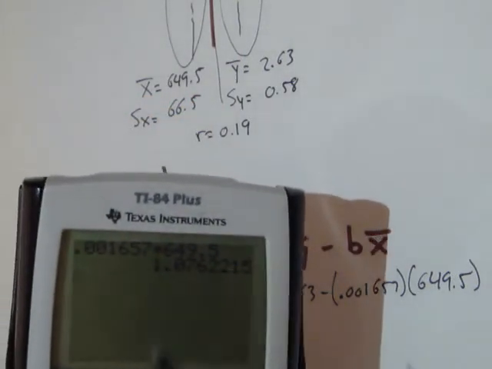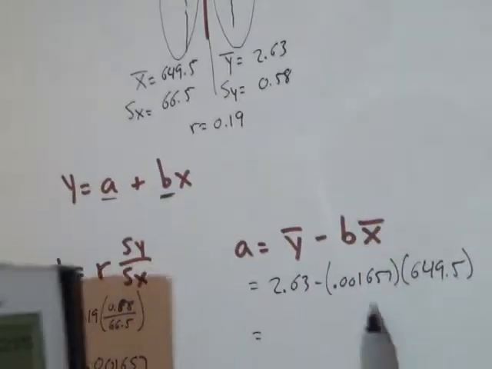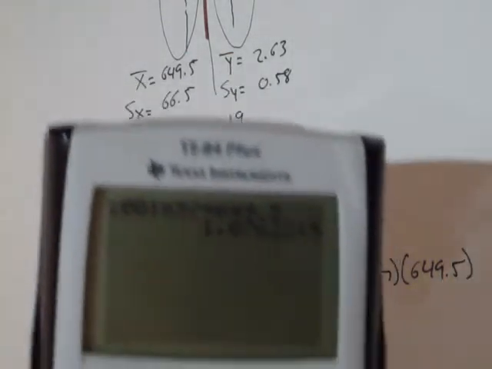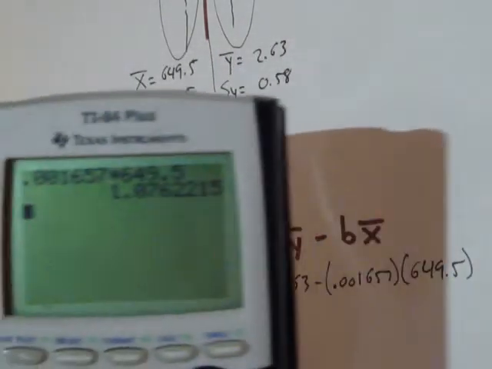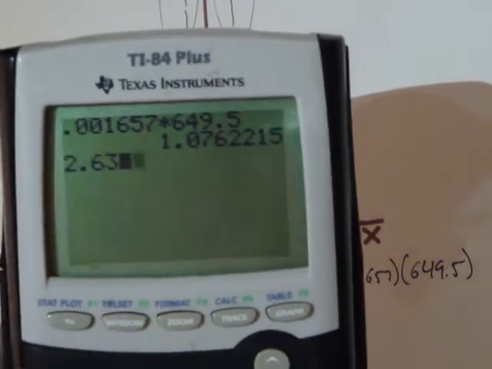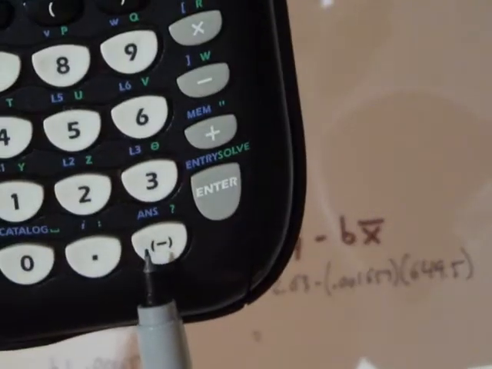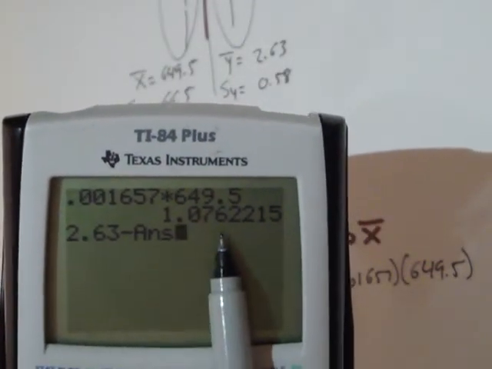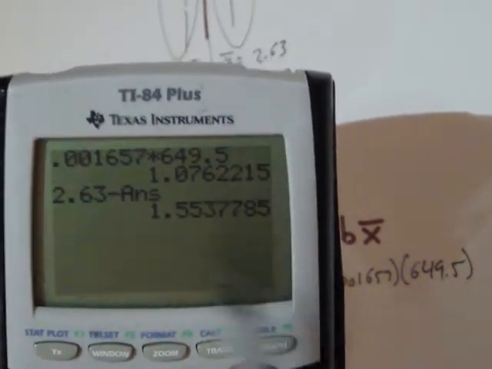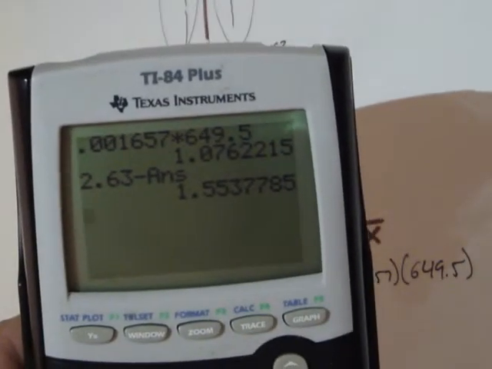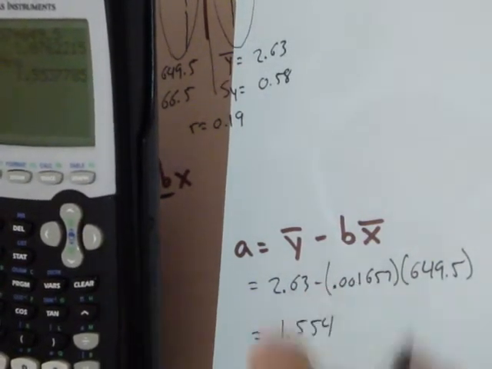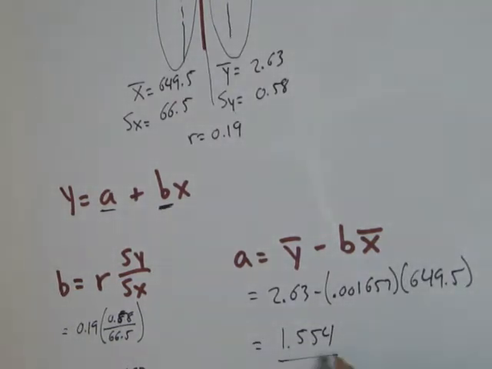And just to show you a little trick here: I've done the multiplication, but I have to do 2.63 minus what I just got. So I can do 2.63 minus, and then down here on the negative sign in blue it says answer. I hit second and answer, so I'm saying this number minus whatever my last answer was, equals. There we go. So I got 1.554, and now that's my A value.